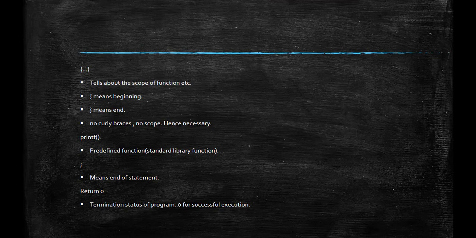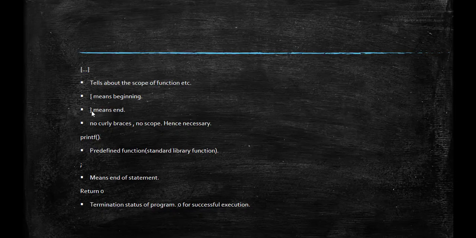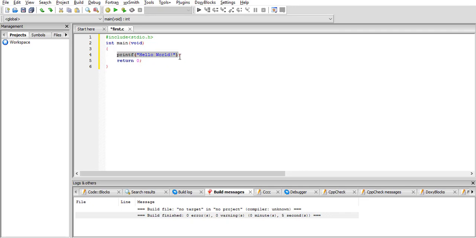So the next is these curly braces. What's the use of these curly braces? These curly braces tell you about the scope of a function or anything. Here they are used after the function, so they tell you about the scope of the function. Scope means the function contents will be within these braces. This means the beginning of the function, and this means the end of the function definition. If we don't use curly braces, no scope will be there. Hence it is necessary to use these curly braces whenever we're writing a function or anything that includes having these curly braces.